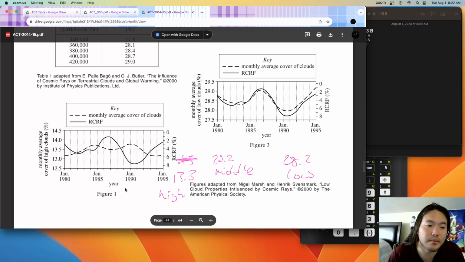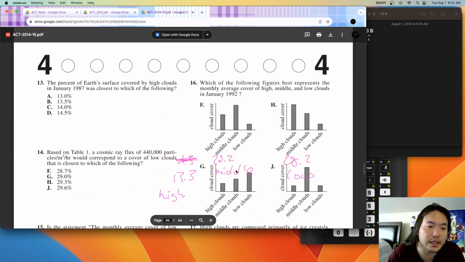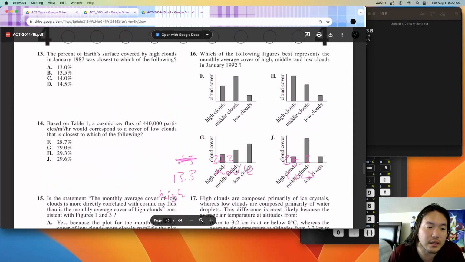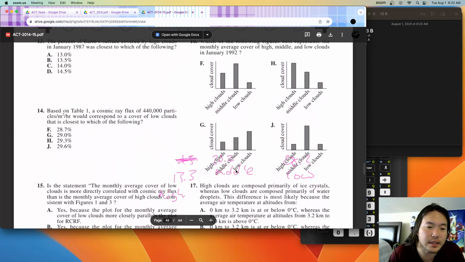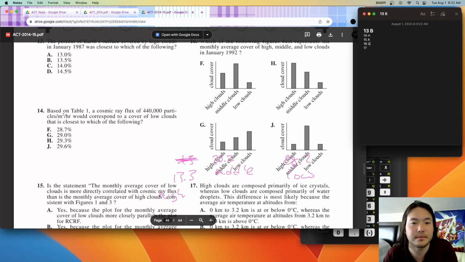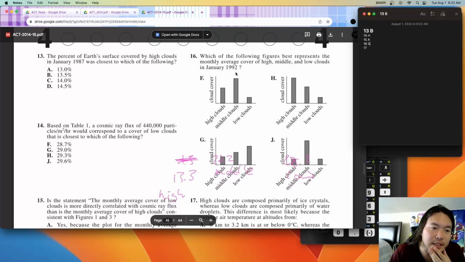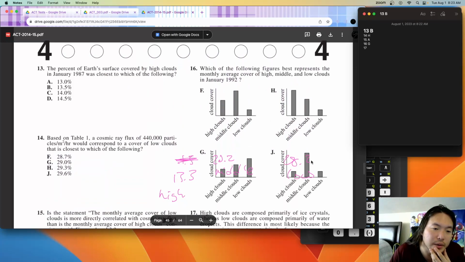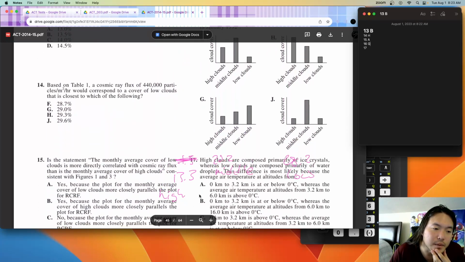Something like this. What they want you to recognize here is that high clouds are the lowest, and low clouds are the highest, right? So it has to be G. Very straightforward, right? 1992, find the data, write it down. The pattern is that we start low and then go high. High is low, low is high. However you want to say it, just get the correct answer.